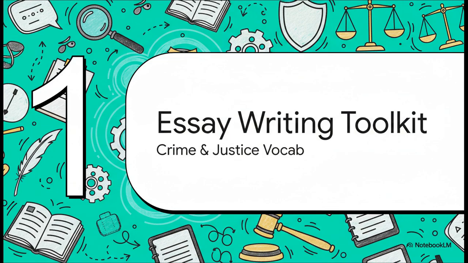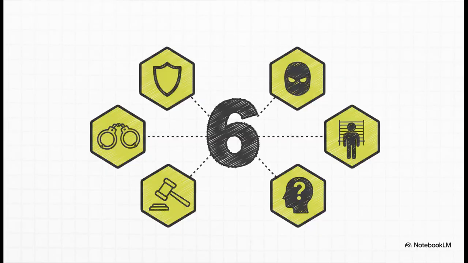Okay, first things first. Every great project, every great argument needs the right tools. So before we even think about building our essay, we're going to stock up our toolkit. We'll fill it with some essential vocabulary all about crime and justice, and I've broken it down into a few key areas to make it super easy. So we're looking at 6 main categories here. This is going to cover everything, from the different types of crimes and the criminals who commit them, all the way to the legal process and what happens after. Let's kick things off with theft.